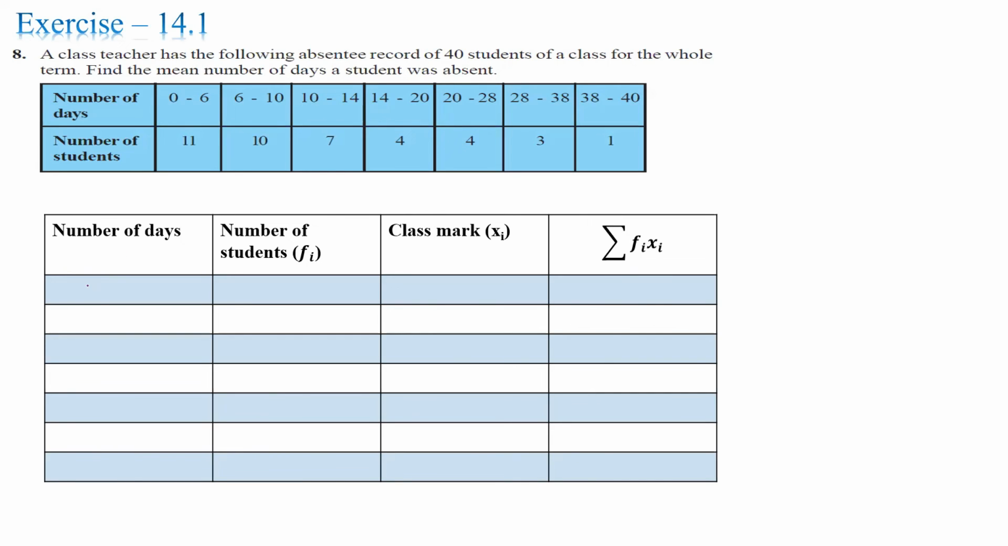Okay, so what is the first range? It is 0 to 6. Next is 6 to 10. After that, 10 to 14. And 14 to 20 is the next range. 20 to 28 is the next range. 28 to 38. Next is 38 to 40.